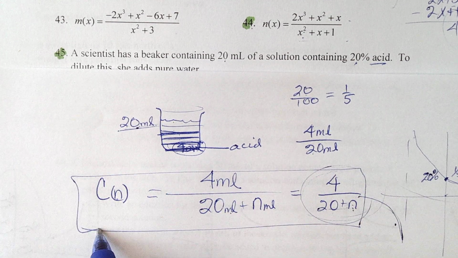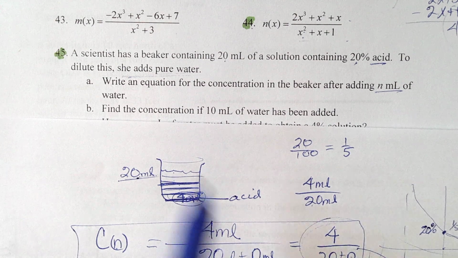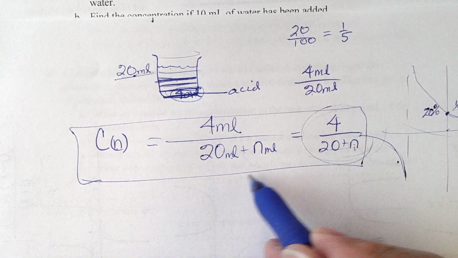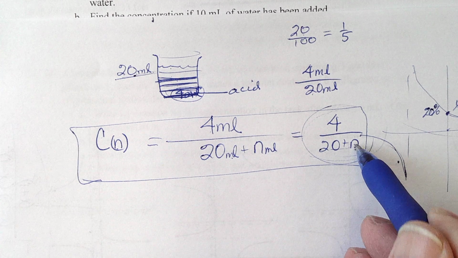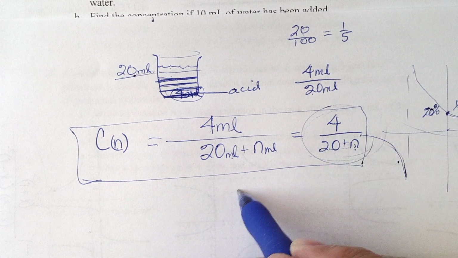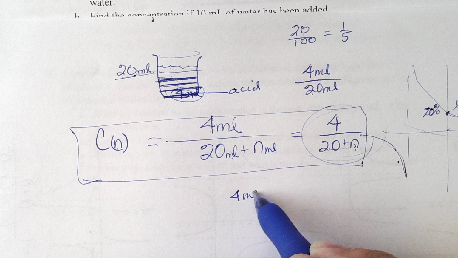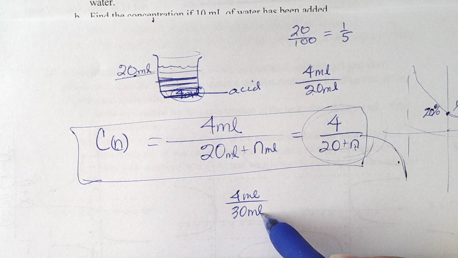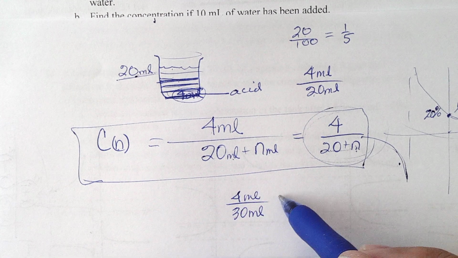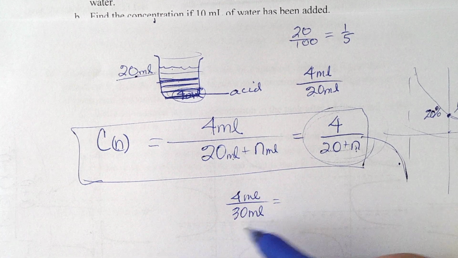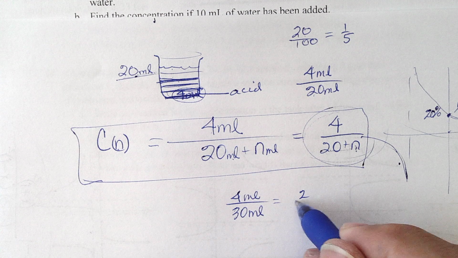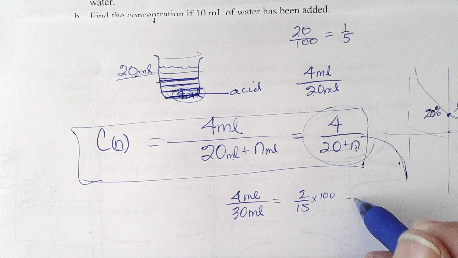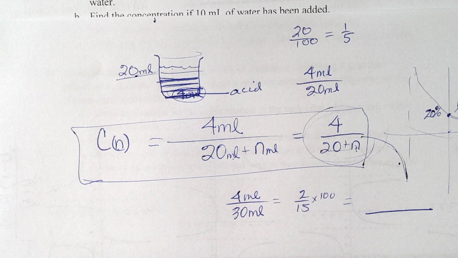So here's the model. It says find the concentration if you put in 10 milliliters. So if we put 10 in, 10 plus 20 is 30, we get 4 milliliters of acid in 30 milliliters of total solution. So the percentage is 4 out of 30, or 2 out of 15 times 100 to make it a percent, and that would be the percentage concentration.